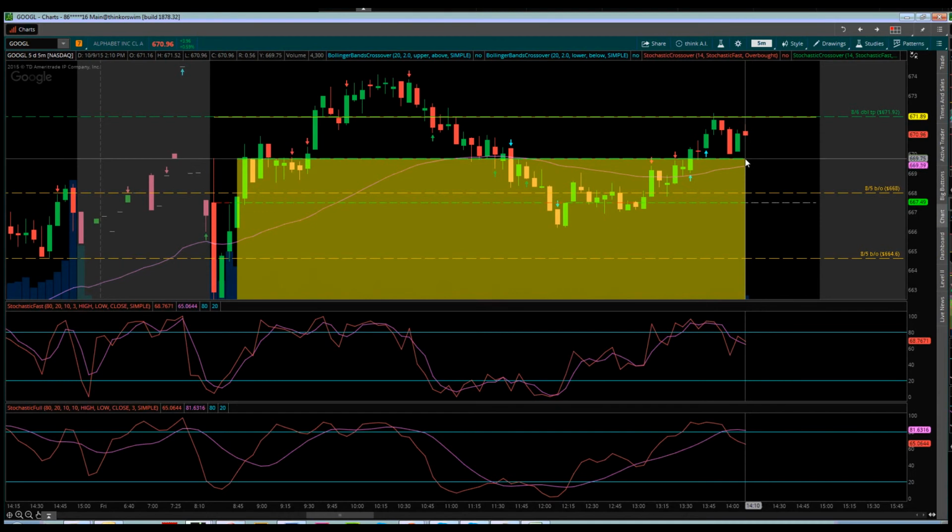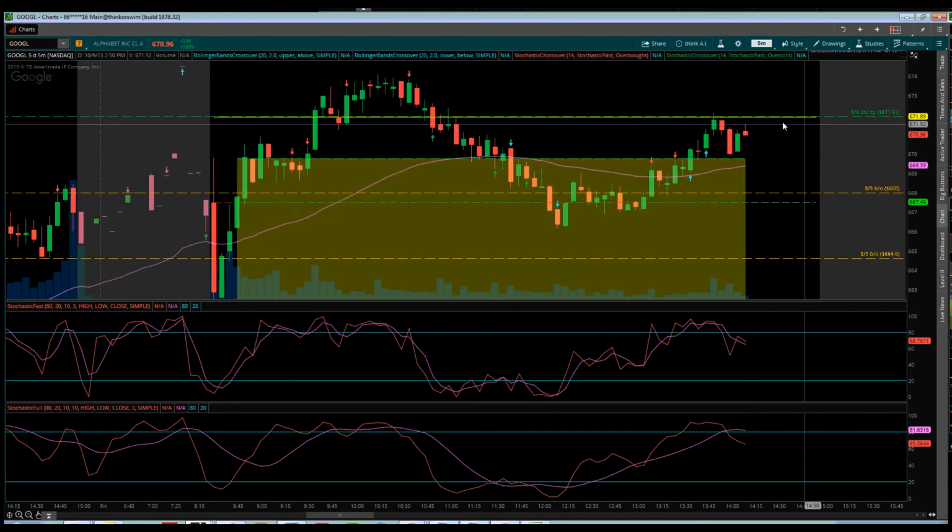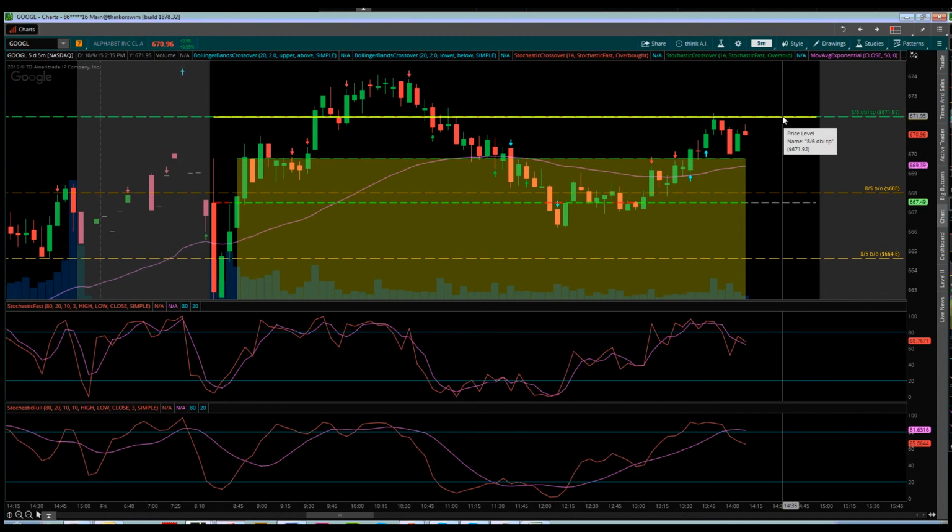From there, what we'd be looking for is, of course, the 671 resistance. Now, the interesting thing here that I want to point out is this resistance, which is a double top that goes back to August 6th, the 671.92 rather, also is a resistance from yesterday. We know this because this was yesterday's high of day. That's what this yellow line is.